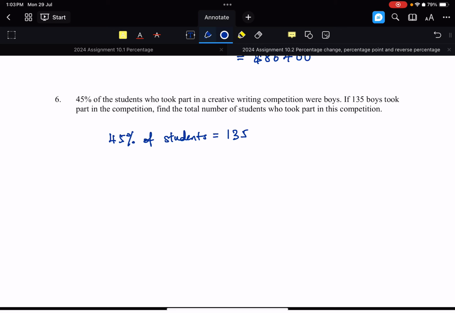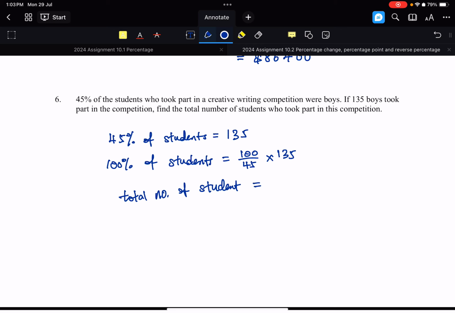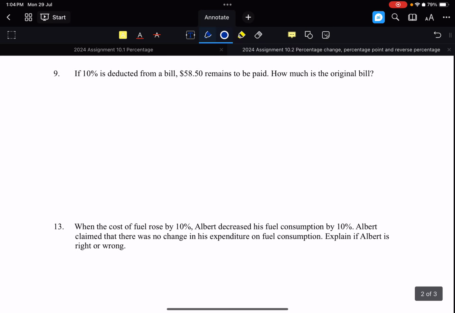So 100% of students, this will be 100 over 45 times 135. So that will be the total number of students. Use our calculator, you should get 300. Okay, let's move on, next one.